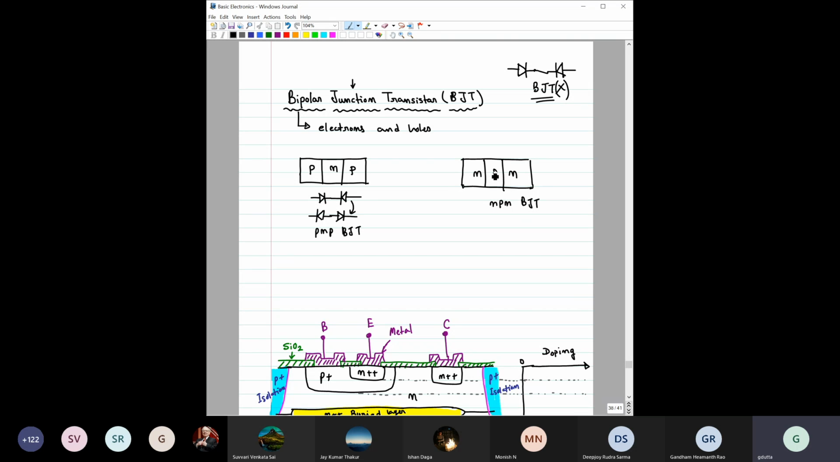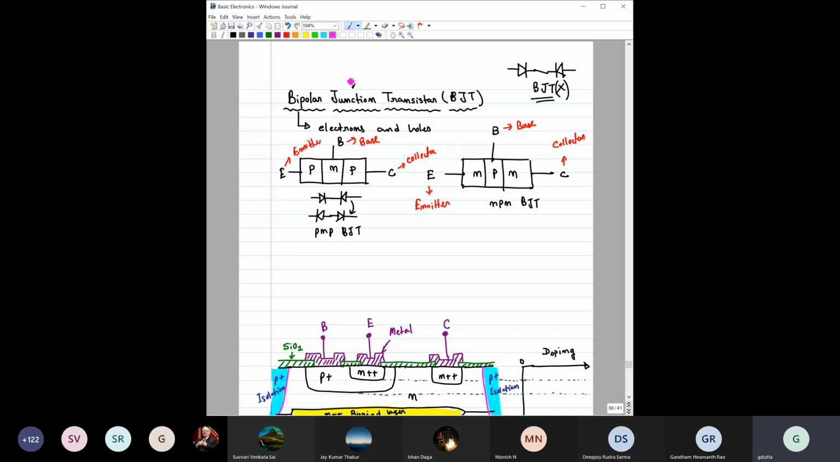Here you can see that there are three regions, right? PNP. So we should also have three terminals, to connect to this N side, P side, and this side. Similarly, here also we should have three terminals, right? These three terminals are called E, B, and C, where E stands for emitter, B stands for base, and C stands for collector. So this is base, collector, emitter, right? Is it clear to you?